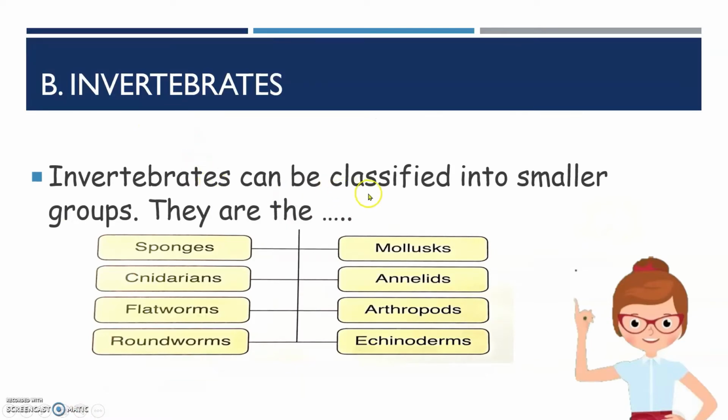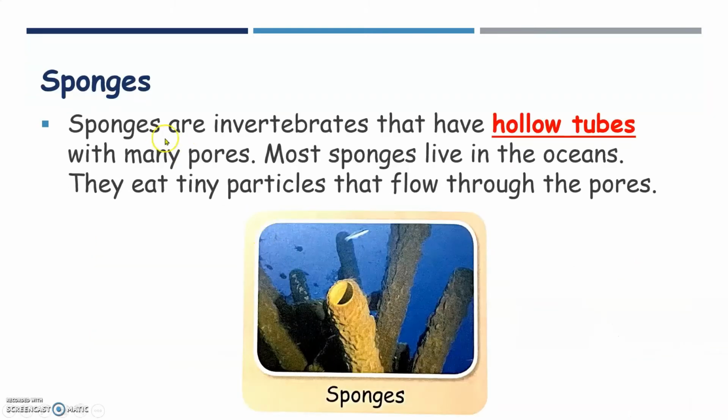Invertebrates can be classified into smaller groups. There are the sponge, cnidarians, flatworms, roundworms, mollusks, annelids, arthropods, echinoderms. Sponges are invertebrates that have hollow tubes with many pores. Most sponges live in the oceans. They eat tiny particles that flow through the pores.